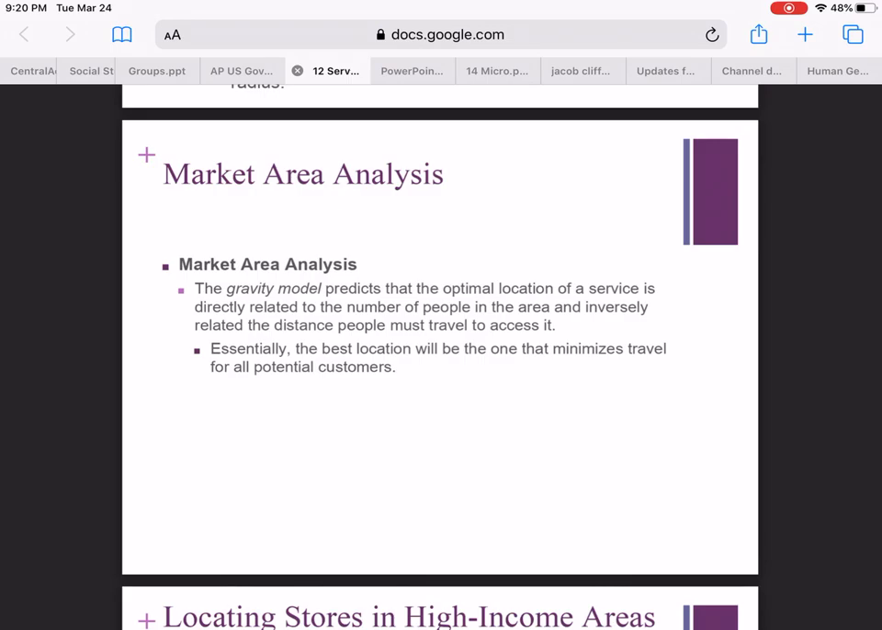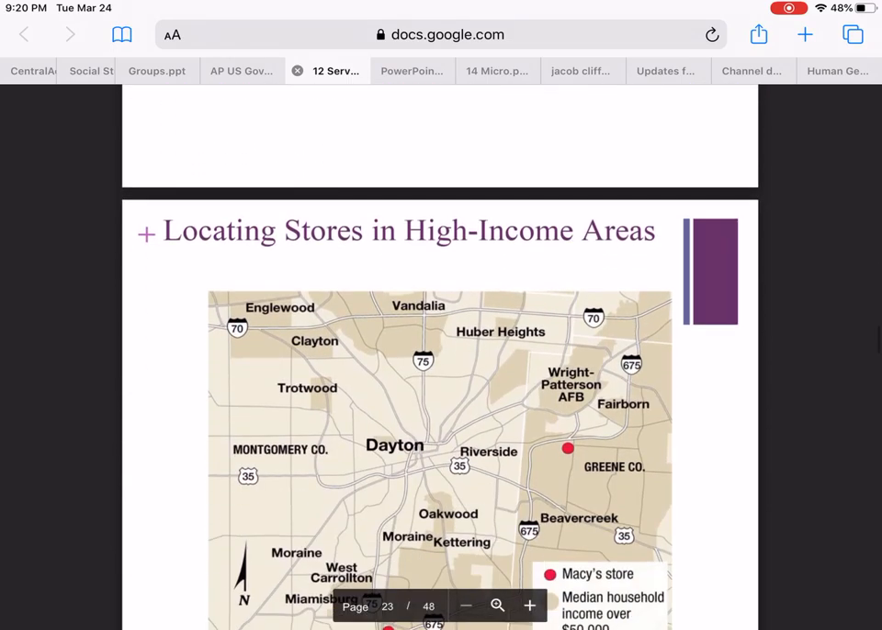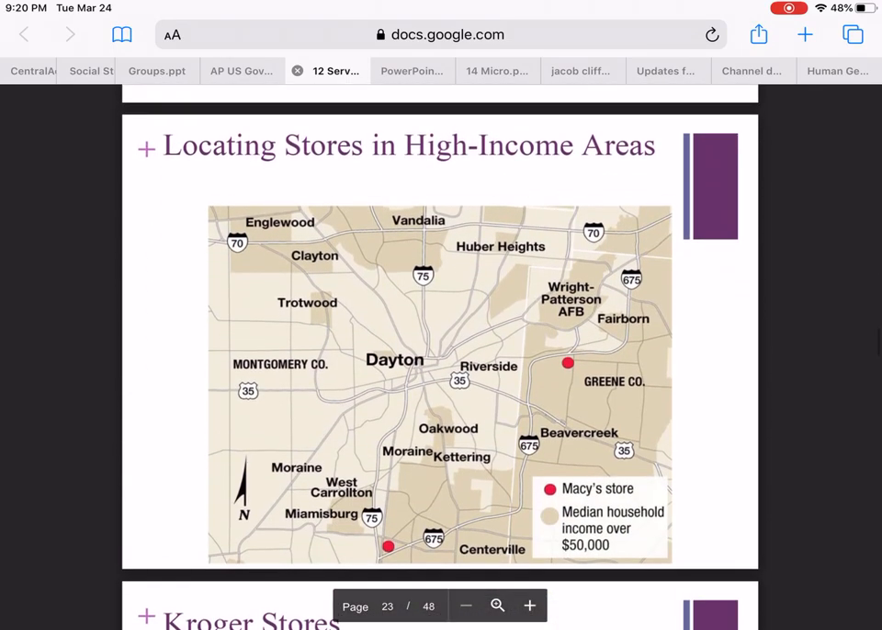And there are some really good maps in here, and if you look through this chapter, what you'll see is that the guy who actually wrote our textbook is a professor at Miami University. So he has a lot of knowledge of this area. And if you look at where certain stores are located in our area, you'll see this. If you look at Macy's or certain department stores, where do we see our Macy's locations? Well, you see them in Centerville and you see them out in Beaver Creek.